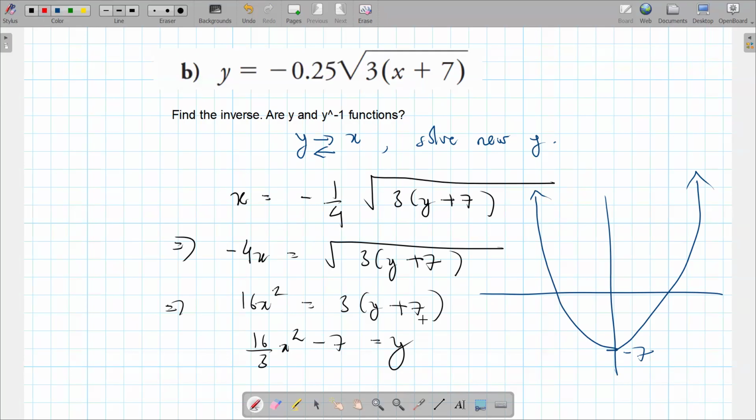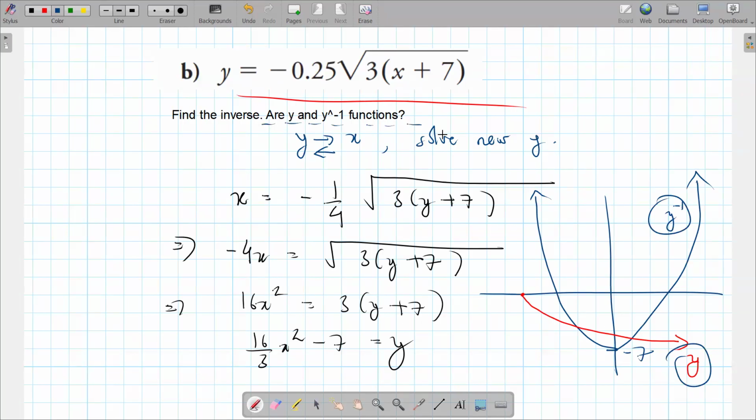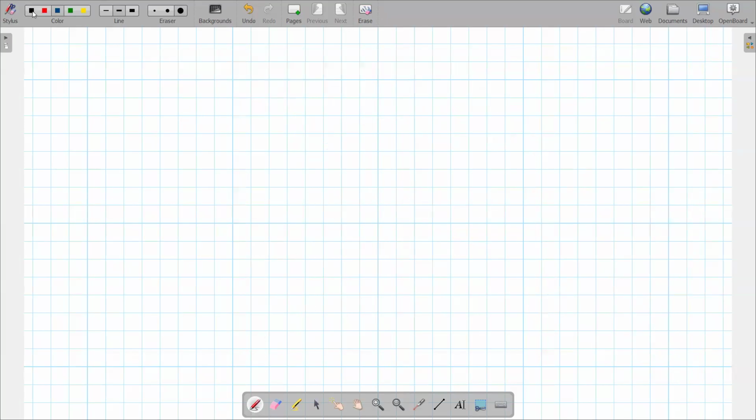And our other boy, what was it? It was this guy. We graphed it. It looked like this. So this is your y, and this in blue is your y inverse. Are they both functions? Yes, they are both functions. What if we flip it?